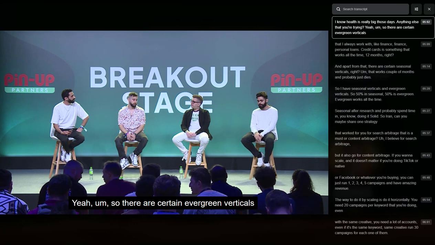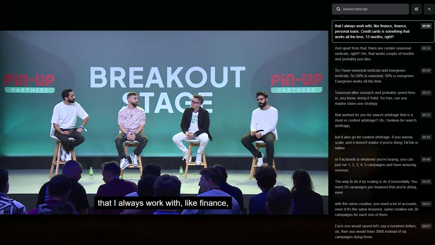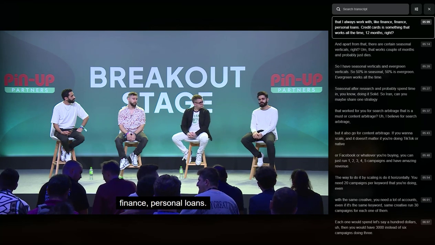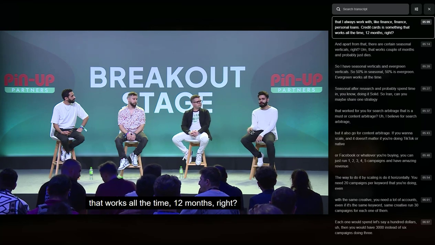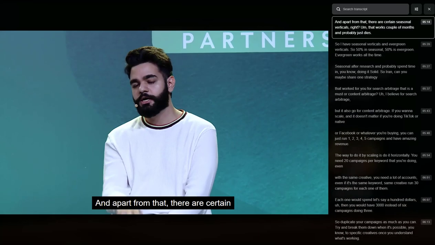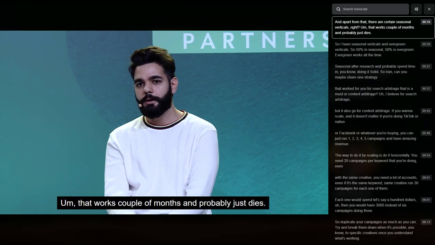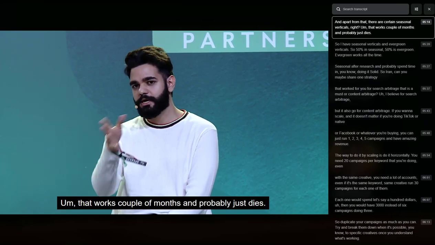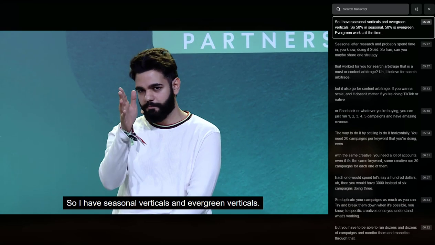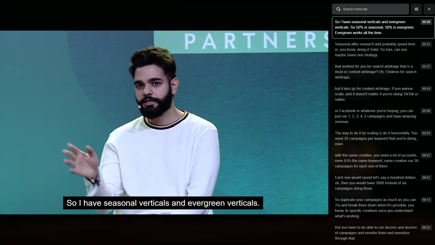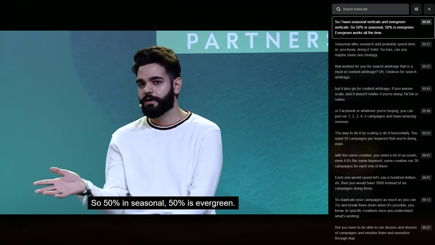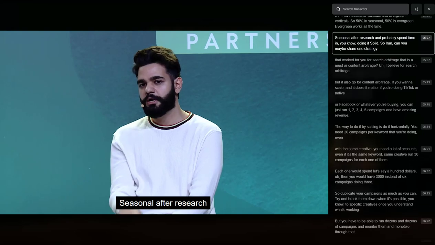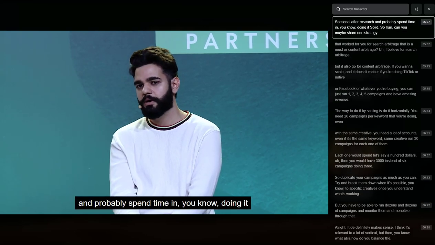Yeah, so there are certain evergreen verticals that I always work with, like finance, personal loans, credit cards. This is something that works all the time, 12 months, right? And apart from that, there are certain seasonal verticals, right? That works a couple of months and probably just dies. So I have seasonal verticals and evergreen verticals. So 50% is seasonal, 50% is evergreen. Evergreen works all the time, seasonal I have to research and probably spend time in, you know, doing it.